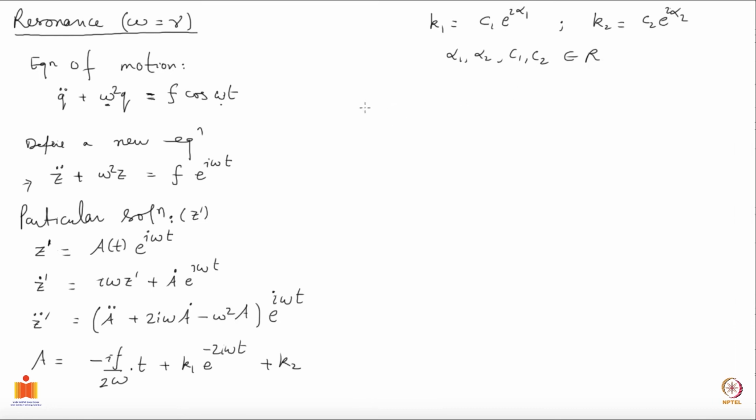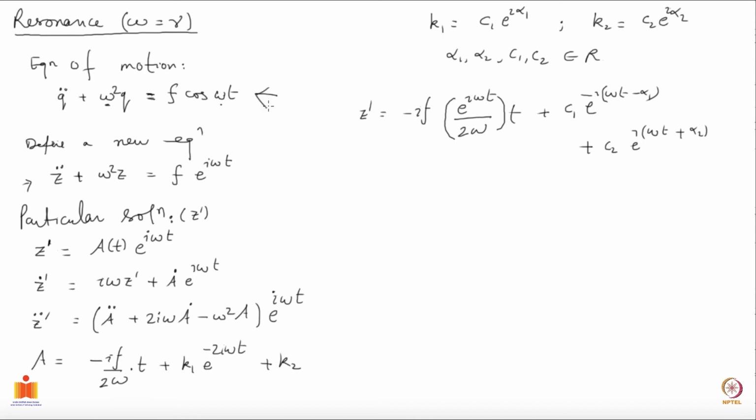And you get the particular solution to be now z prime equals minus i f e to the i omega t over 2 omega, and this entire thing is multiplied by t, plus c1 e to the minus i (omega t minus alpha 1) plus c2 e to the i (omega t plus alpha 2). That's your particular solution. So if I take the real part of z prime, then that is what will be the particular solution of this equation, right?